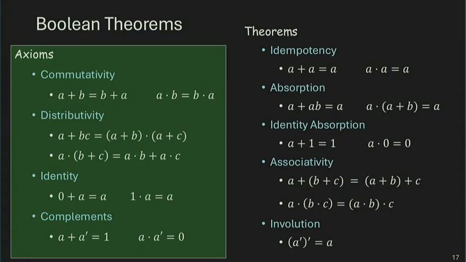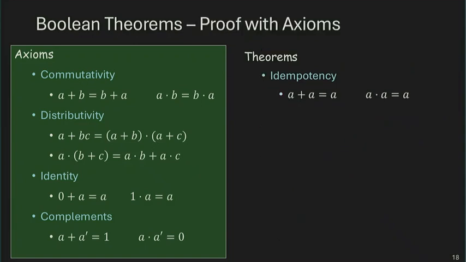And I just told you that these are theorems, which means they can be proven based on the axioms. Right? So let's see some of those proofs. Idempotency. This is actually a question I want to ask you. How do you think we can prove this very simple theorem based on the axioms? Any ideas? How do I approach the proof?